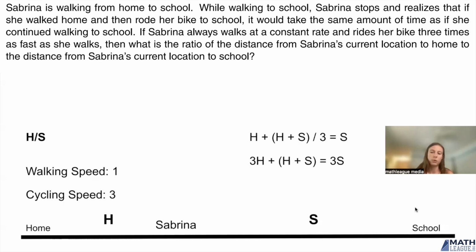Now we just add everything up, subtract s on both sides. 4h equals 2s. Remember what we're looking for. Good thing we wrote it down. It's h over s. So h over s is 2 over 4, which is 1/2. Right, that should be the answer.